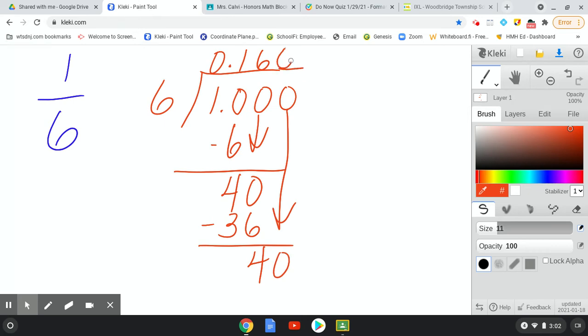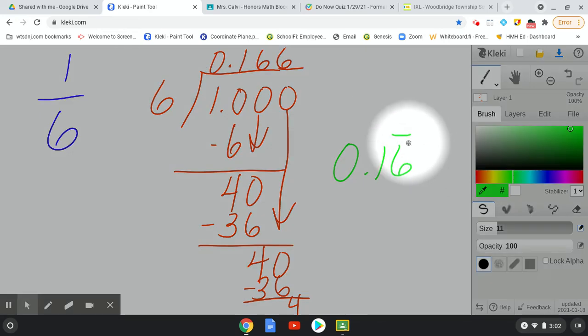Now my 6 is going to be repeating continuously, right? So here my answer would be 0.16, and the repeating symbol only goes above the 6 because the 6 repeats. It should not go above the 1 and the 6. It only goes above the 6 because the 6 repeats.